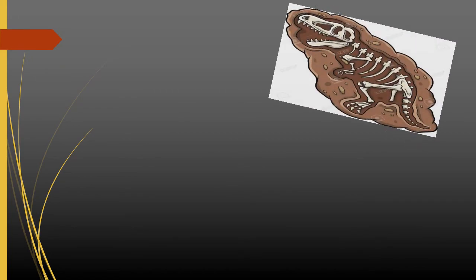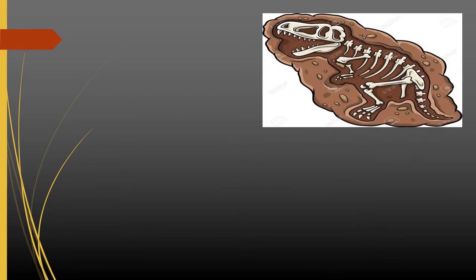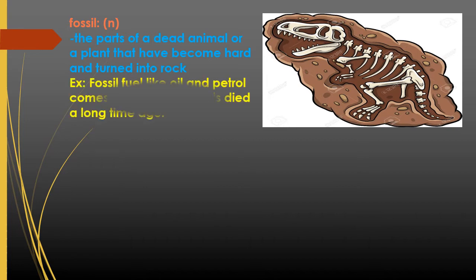Guys, what can you see here in this picture? I can see here the remaining parts of a dead dinosaur. So the word here is fossil. Fossil. It's a noun. What do I mean by fossil? The parts of a dead animal or a plant that have become hard and turned into rock. For example, fossil fuel like oil and petrol comes from dead animals died a long time ago.